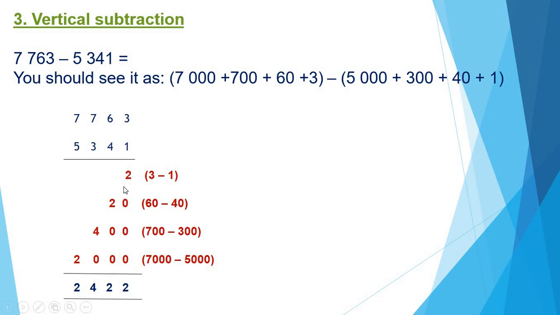Then you have to add all these values. 2 plus 0 plus 0 plus 0 is 2. 2 plus 0 plus 0 is 2. 4 plus 0 is 4. And here you have a 2 left. So 7,763 minus 5,341 is equal to 2,422.